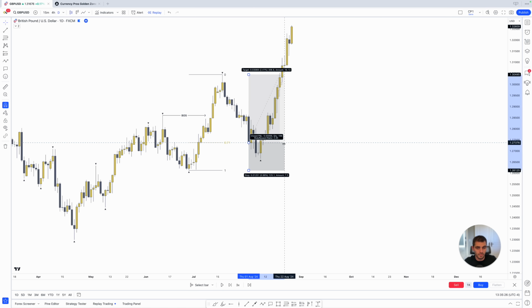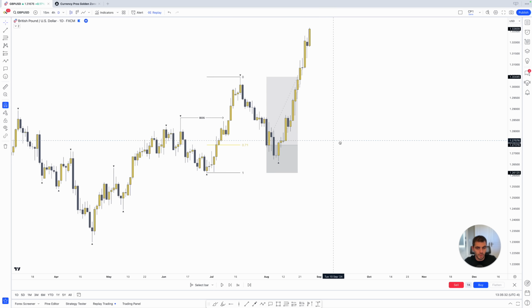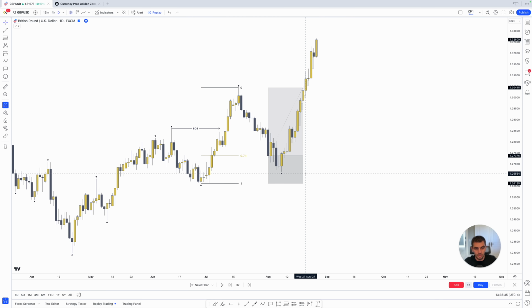So there you have it. Very beautiful move. There was definitely a period of drawdown, a little more than 50% drawdown on this position. That was somewhat to be expected because the imbalance was below the entry. So we know that price needs to fill in that imbalance, which it did beautifully. It only pierced below with a few wicks just briefly before ripping to the upside.